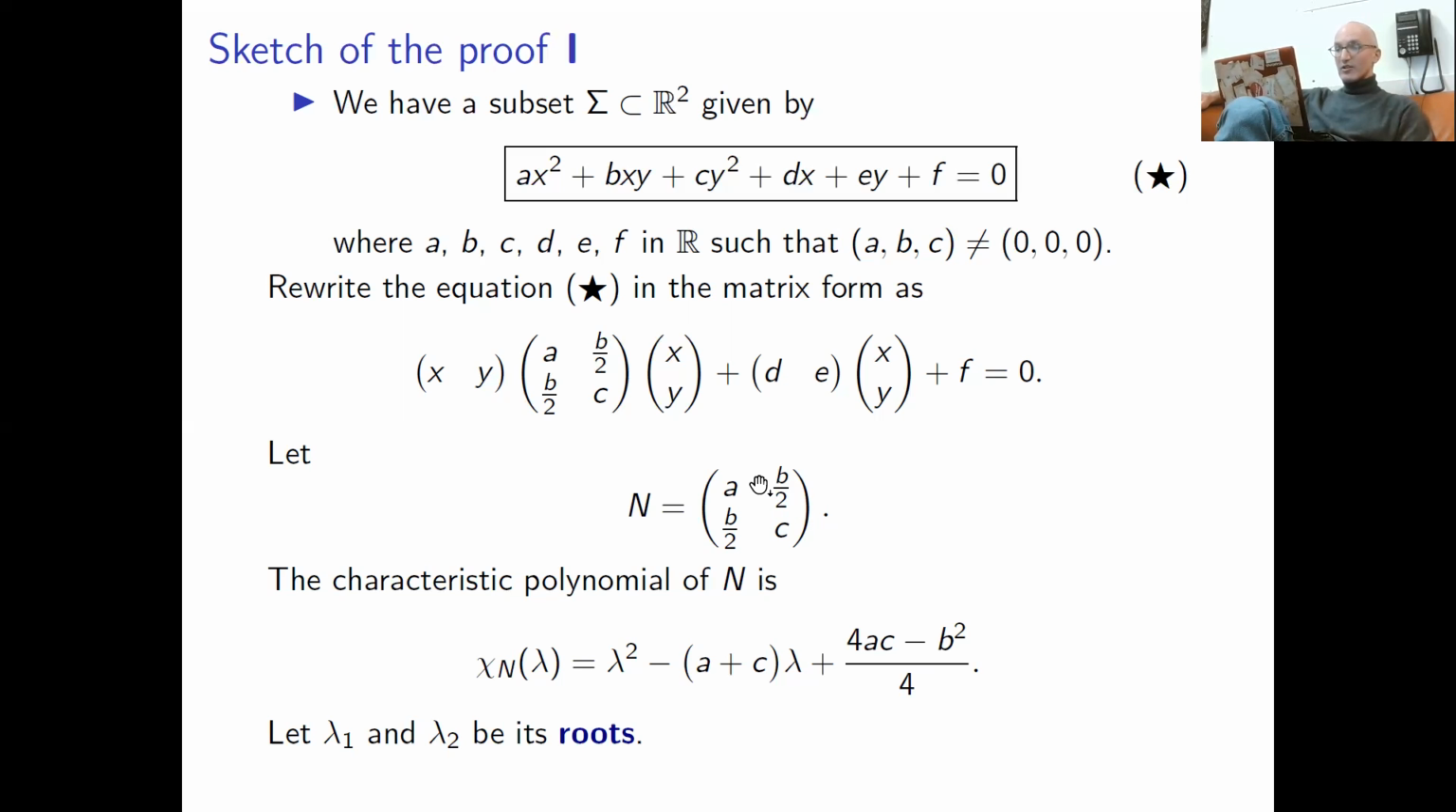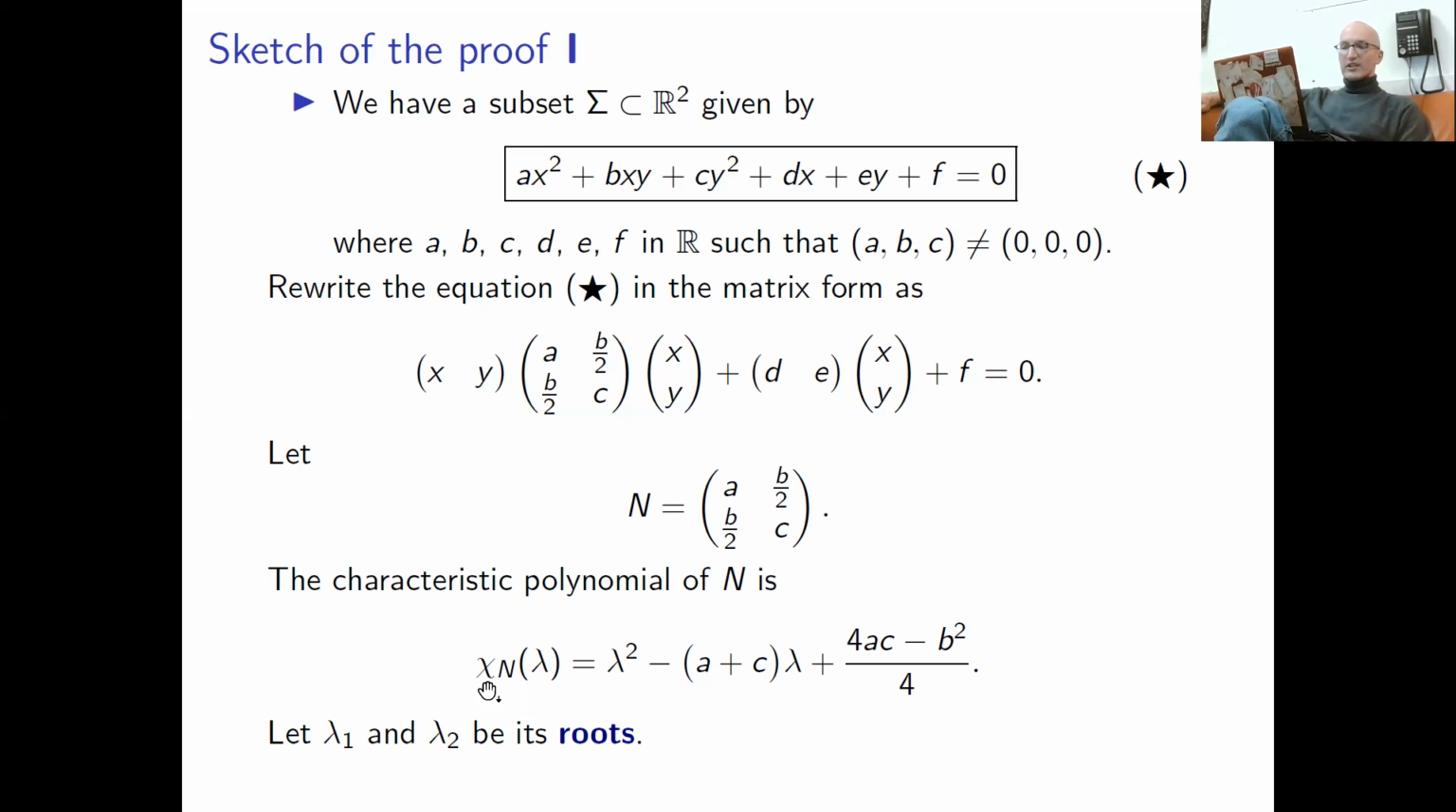To find eigenvalues, we have to write down the characteristic polynomial of this matrix. Here is the characteristic polynomial. This is lambda squared minus the trace of this matrix, where the trace is the sum of diagonal entries, and then plus the determinant of this matrix. We already know that this quadratic polynomial has real roots. All its roots are real. This follows from the main theorem from the previous part of this lecture. We call its roots lambda 1, lambda 2.